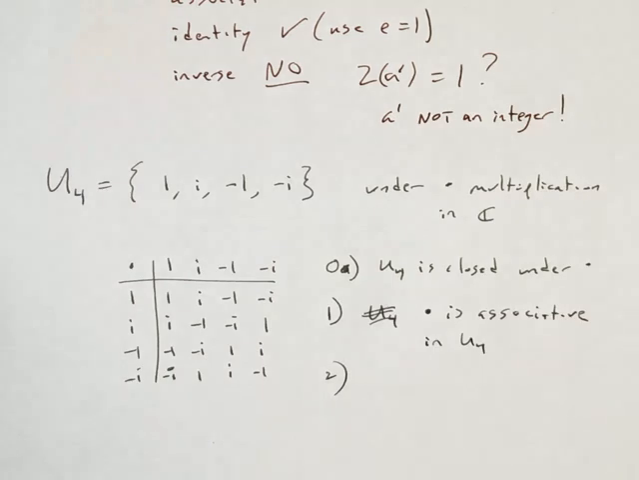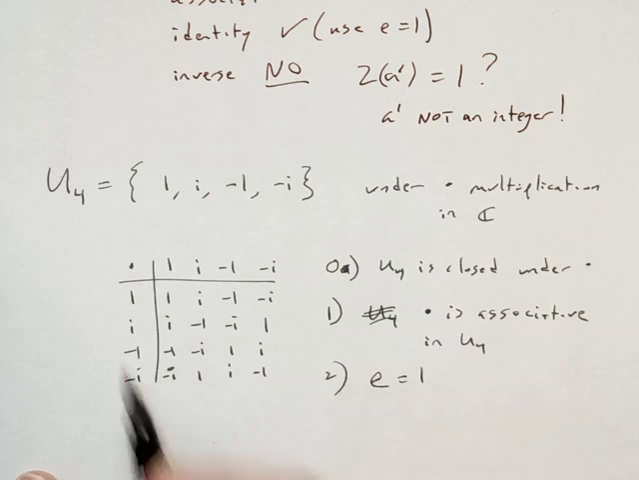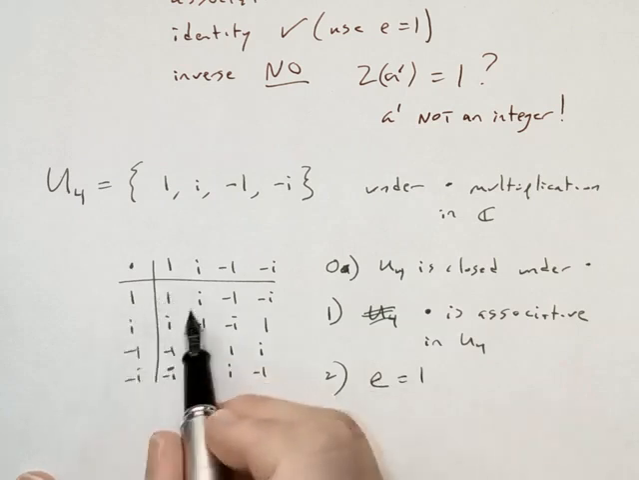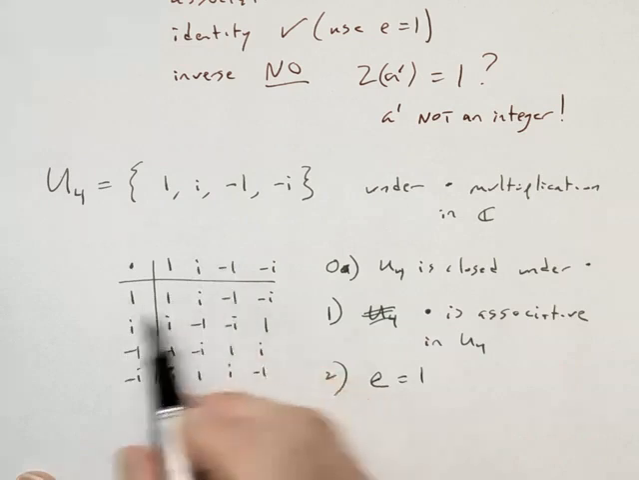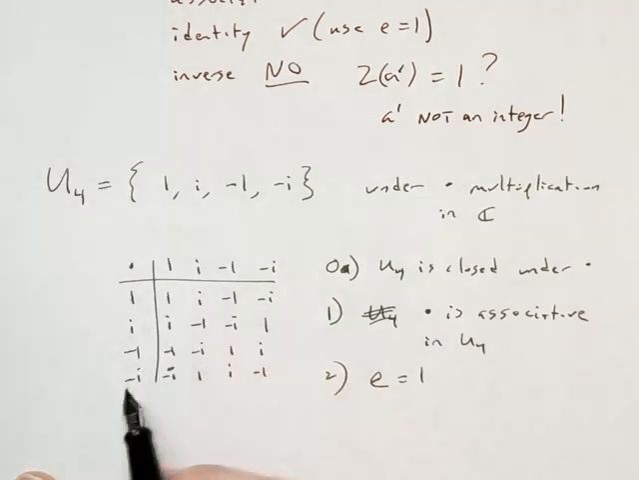Do I have an identity? Is there a number I multiply by that doesn't change stuff in this set? It would be 1 again. And I can see 1 times 1, 1 times i, 1 times negative 1, 1 times negative i, and in the other order, i times 1, negative 1 times 1, and negative i times 1.